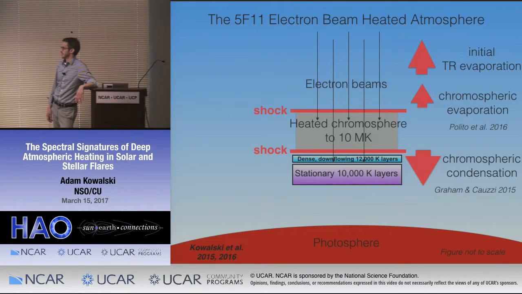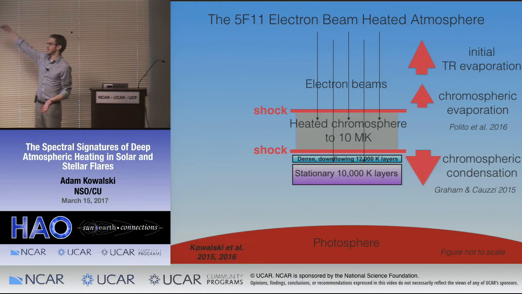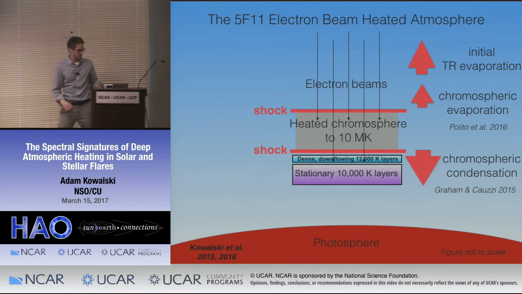There is a dense downflowing layer, which is the condensation. It's a little over 10,000 degrees, and that's the compression caused by the shock. This layer is being compressed, and it's flowing downwards at about 50 kilometers a second. And it's sweeping up material below it. The material below it is also heated, by the highest energy electrons in this beam. The highest energy electrons have the most energy, and they can travel the furthest before getting stopped. Those electrons go all the way to these layers here and heat them to 10,000 degrees. So the condensation is sweeping up this layer, but the emergent continuum is coming from both.